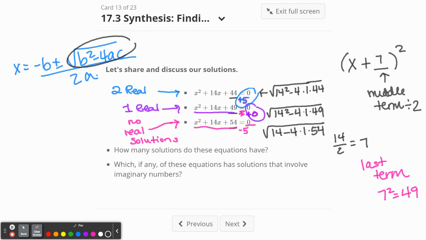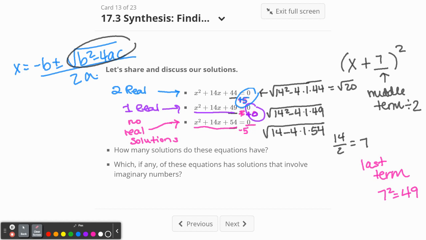Now, I'm not expecting you guys to do this in your head. Quadratic formula is definitely problems that you'd want to have a calculator for. So if I use my calculator on this, if I do 14 squared minus 4 times 1 times 44, I'm going to get 20. So square root of 20.